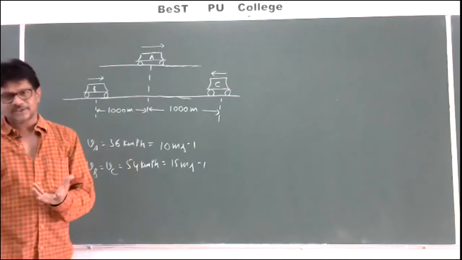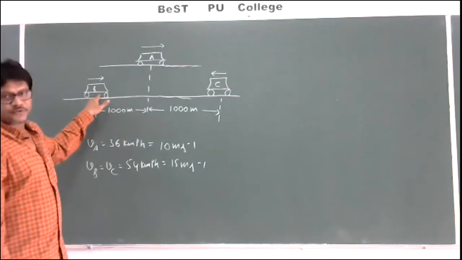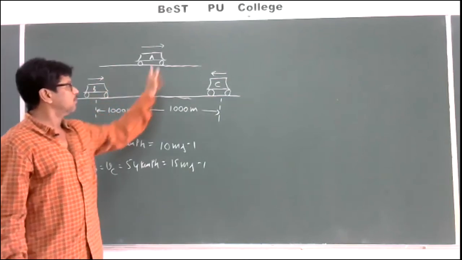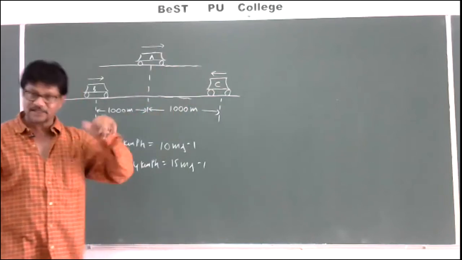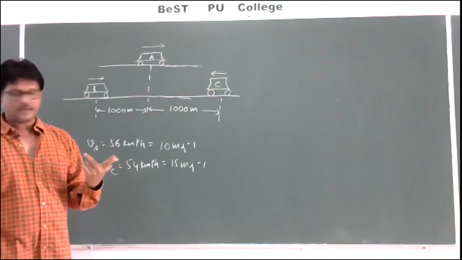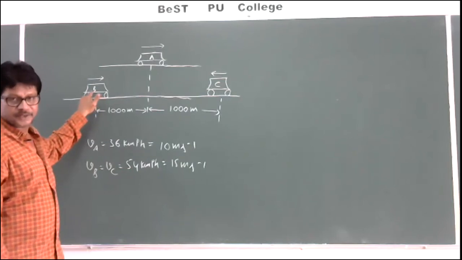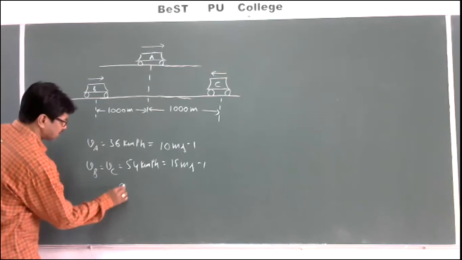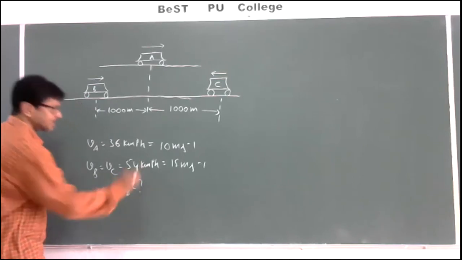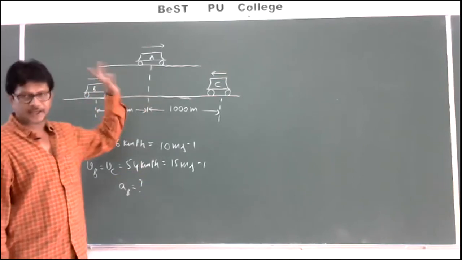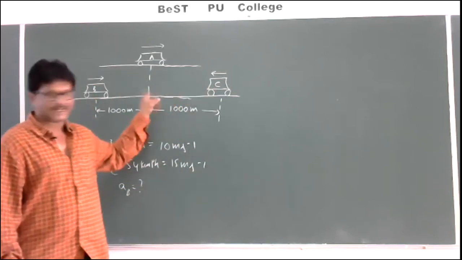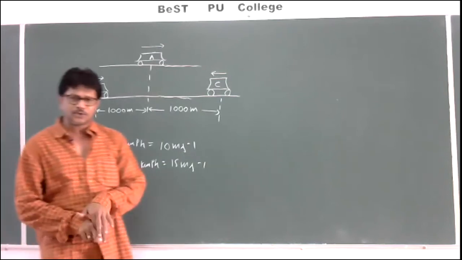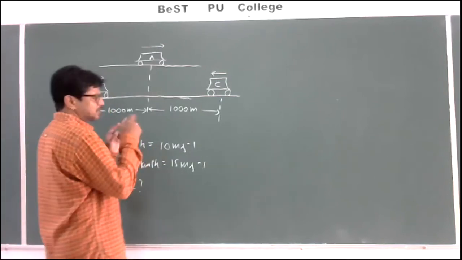To avoid that accident, the driver of car B wants to overtake car A before car C does. Then definitely he has to increase its speed. So what will be the acceleration of car B in order to overtake car A before car C does? That was the problem.